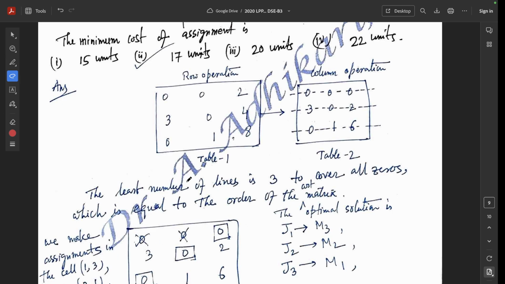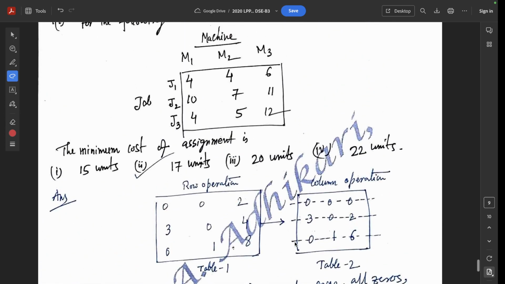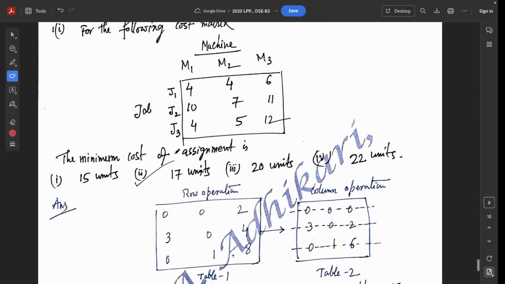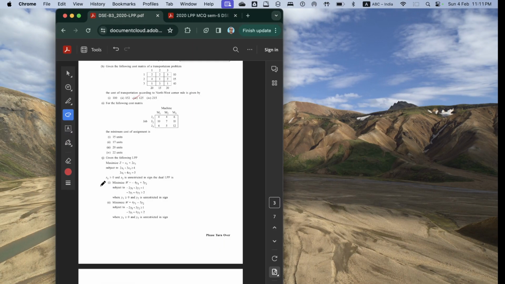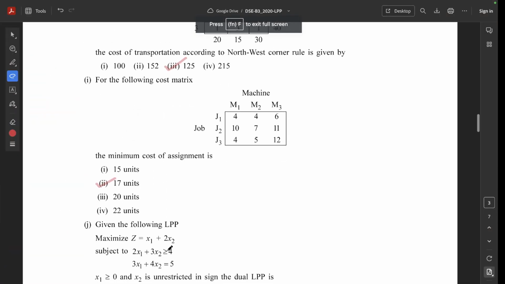So for job J1, the machine is M3, J2 is M2 and J3 is M1. The cost for this diagonal element is 6, 7, 4, so 6 plus 7 plus 4 is 17 units. The correct option is 2, 17 units.